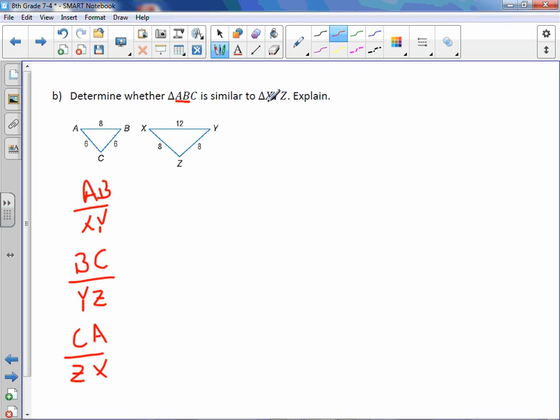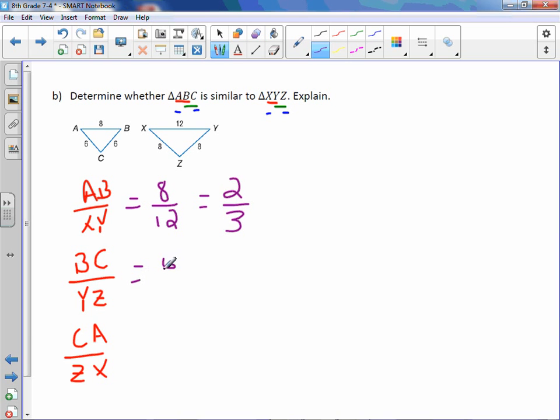And I'm figuring this out from the two labels of our triangles: AB to XY, BC to YZ, and then CA to ZX. That's where these ratios are coming from. So let's compare them here. AB is 8, XY is 12. Reduce that and we get 2/3.